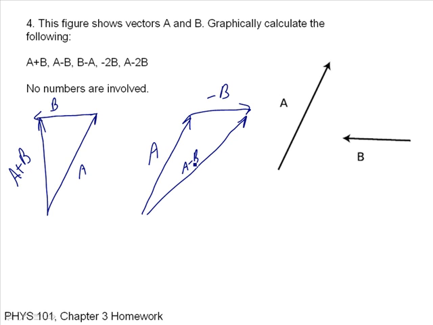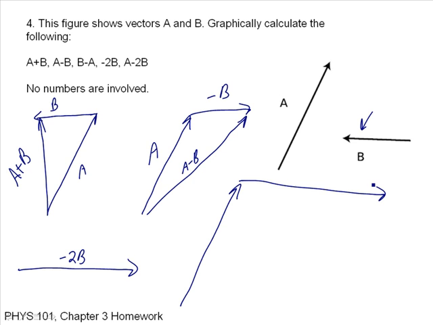Now negative 2B. I want to double B and then make it go the opposite direction. So negative 2B looks something like this. I double the length of this vector and I make it go the opposite direction. And then A minus 2B. Here's A, negative 2B, which is twice the length of B. And so this is the vector A minus 2B.